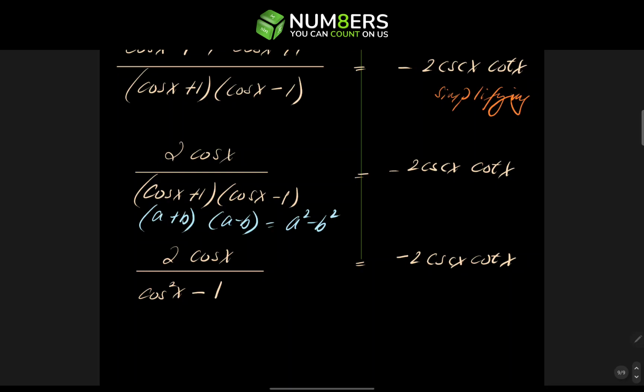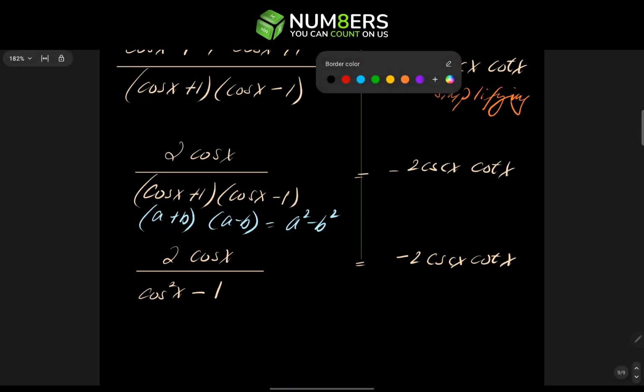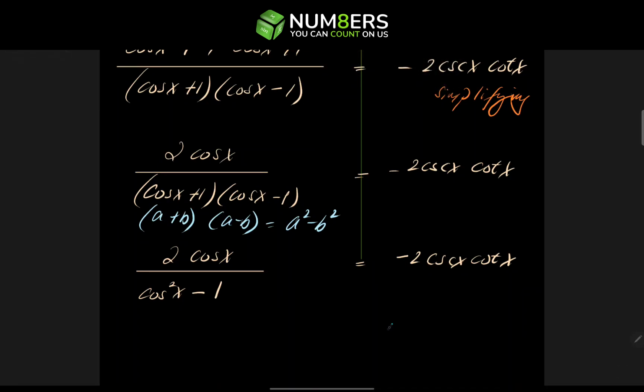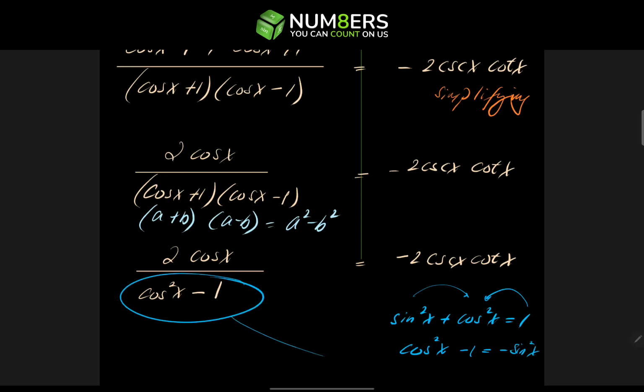And if we look at the Pythagorean identity, which is, let's write this down here. So we have sine squared x plus cosine squared x is equal to 1. If we move the 1 to this side and move the sine squared to the other side, we end up with cosine squared x minus 1 equals negative sine squared x. So cosine squared x minus 1 is actually equal to negative sine squared x.